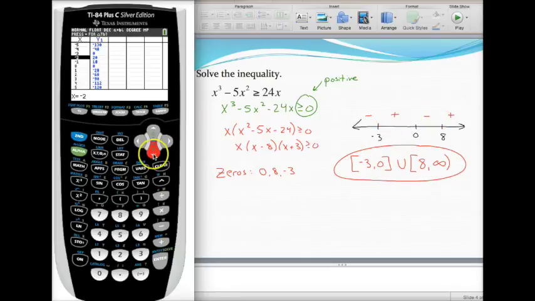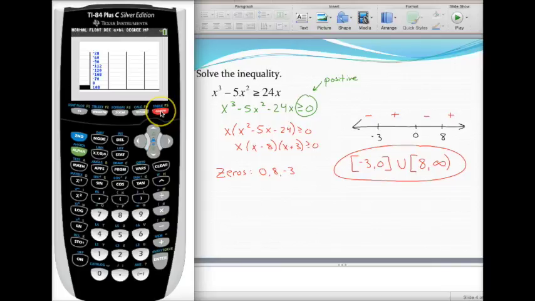Pick a number between 0 and 8. Anything down here, notice my y values are all negative. And then finally pick an x value bigger than 8, so 9 or 10, and I can see that there my y value is positive. Notice my signs flip-flop. We talked about in the last video that's usually the case, but not always. Sometimes your signs won't change.